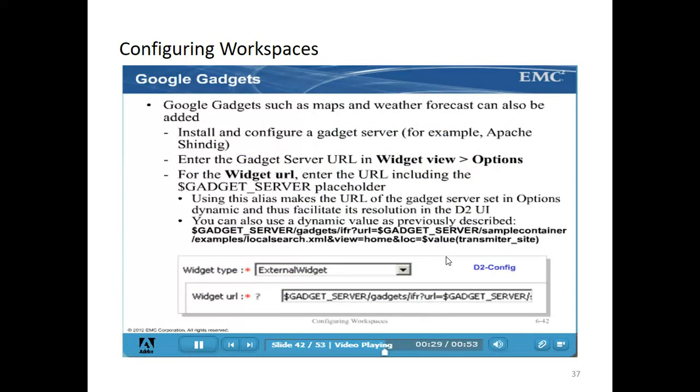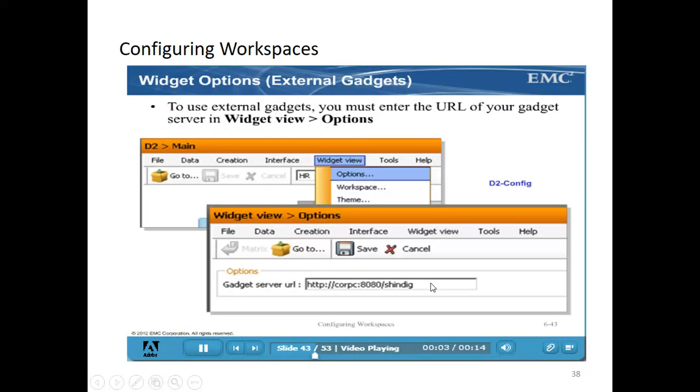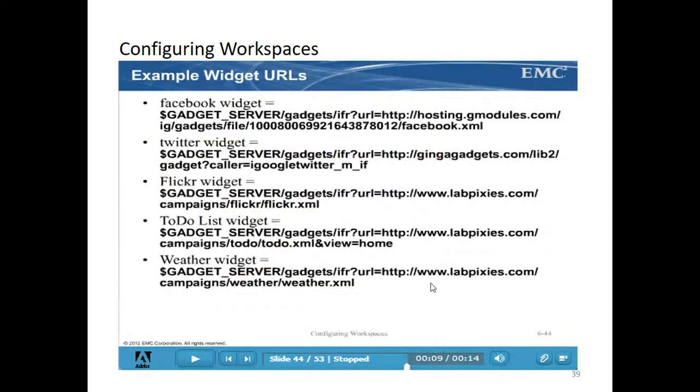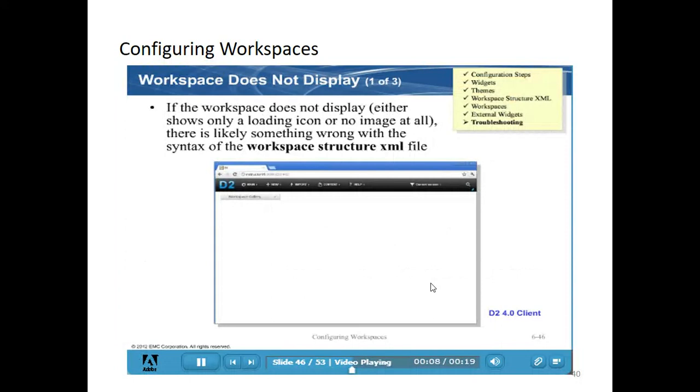Also in an external widget, you can add some Google gadget to view the weather or to check the maps. You can use this syntax. Simply you can copy and paste here to view the map. In order to use those gadgets, you first have to create those gadgets under widget view options. Here you can save. You can give the syntax for gadgets: Facebook gadget, Twitter gadget, Flipkart to-do list widget, weather widget. These are some famous widgets available. You can define them there. Next we go to the troubleshoot part.